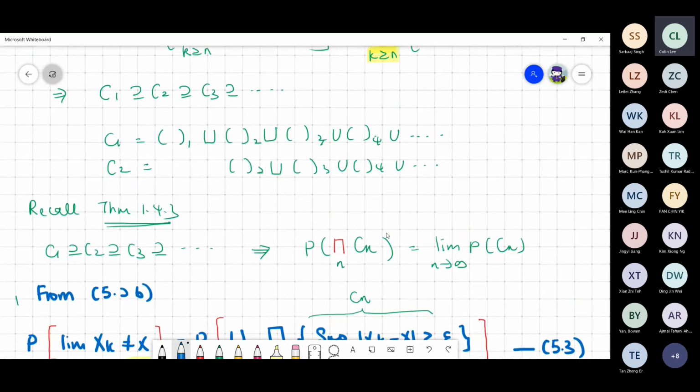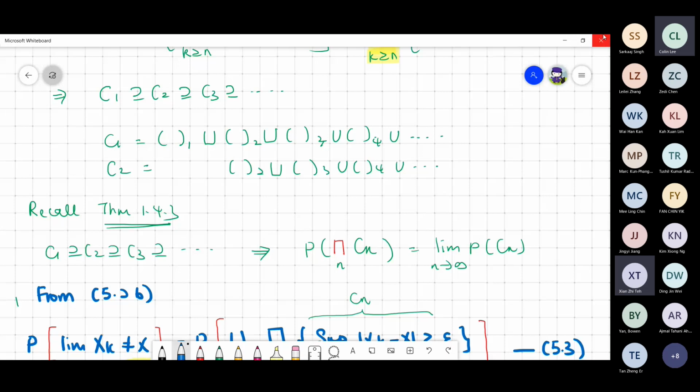First of all, this is one very useful theorem. We have actually used it quite often in our previous lecture. That is theorem 1.4.3. I hope that after this proof you have some idea when to use these theorems. So Cn is a decreasing sequence of events or increasing sequence of events. Then we have P of the intersection of Cn is the limit of P(Cn). If Cn is increasing, you just replace this with union. So this is the first technique that we have used here.